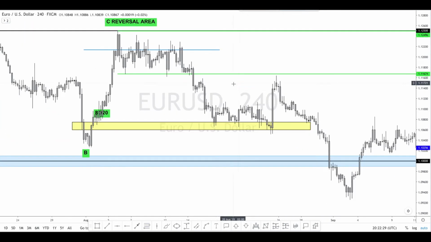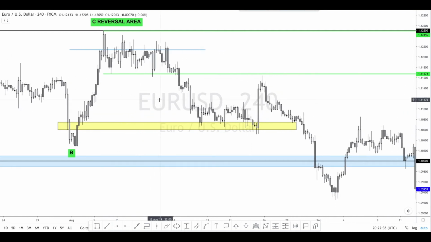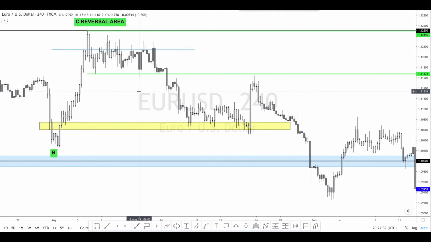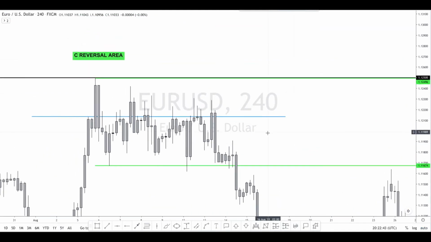Let's have a look at our price action here. We see 4-hour price action here. We can't get above this area. We're seeing more and more wicks. This is something that I'm going to zoom into later on.